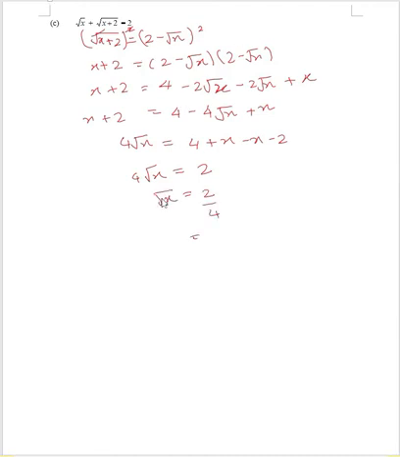You want to solve and find the value of x, but x is still inside the surd. So what we have to do is square both sides now. So when you square both sides, your answer for x is 1 over 4.